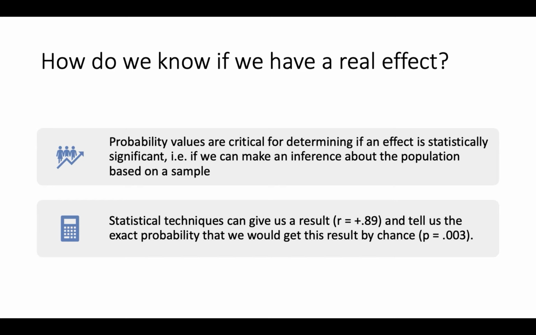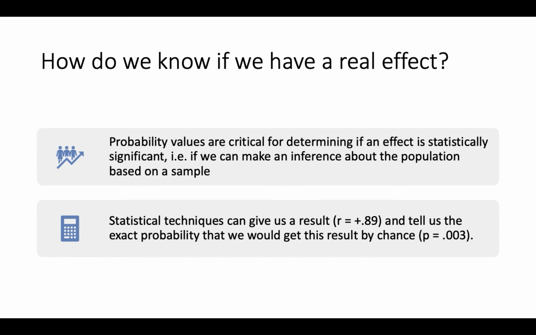Now, how do we know if we have a real, true effect? We bring it back to probability. So probability values are critical for determining if our effect is statistically significant, or said another way, if we can make an inference about the population based on our sample. Statistical techniques give us a result, such as a Pearson correlation, and they tell us the exact probability that we would get this result by chance.